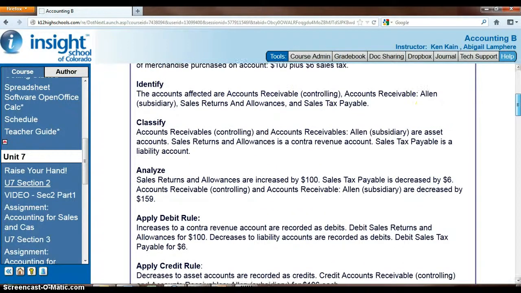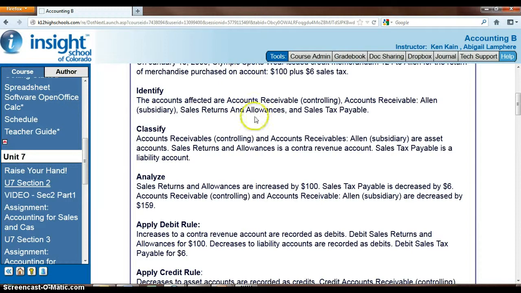So here's how we show the transaction of the item being returned. So pay close attention to this because I think you do this on your first assignment. So first we want to identify the accounts that are going to be affected. We have our accounts receivable, the controlling account, and accounts receivable, the subsidiary account. Okay, that's what we talked about in part 1 of this section. So if you're unfamiliar with that, maybe go and review that section of Section 2, Part 1. And then we're also going to be looking at our sales returns and allowances account, and then also our sales tax payable account. Okay, so again, there are 4 different accounts involved in this one transaction.